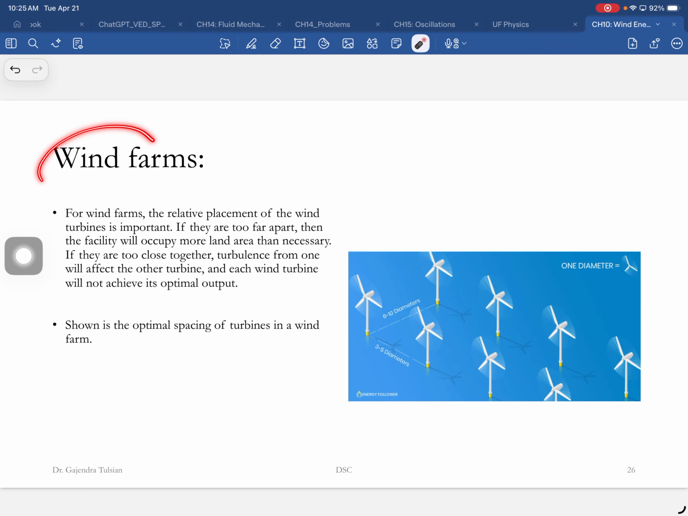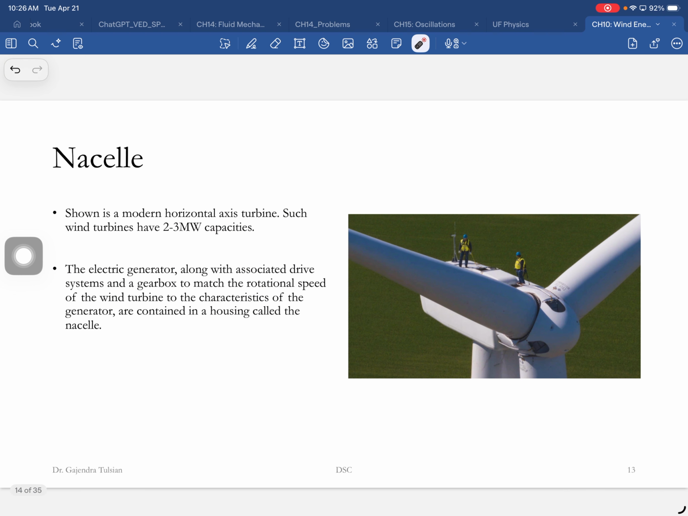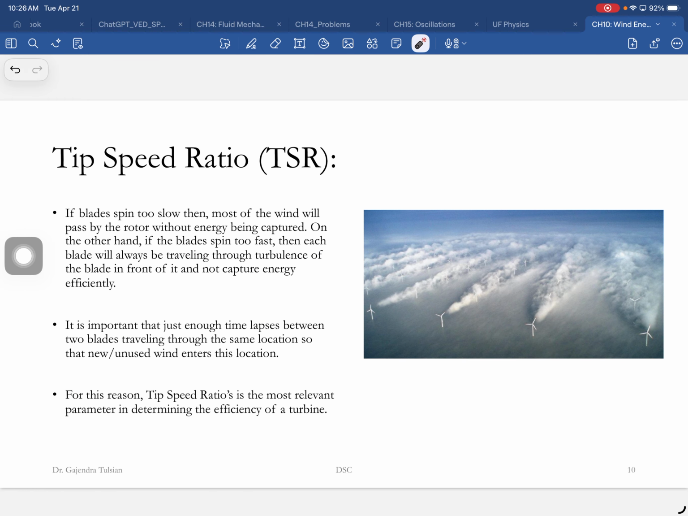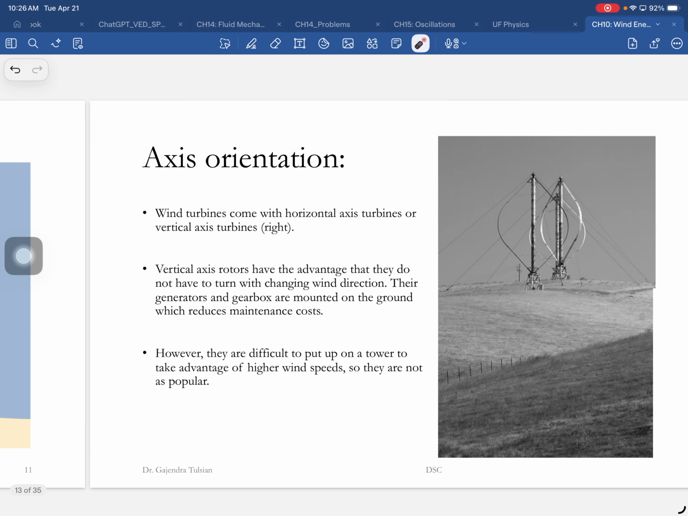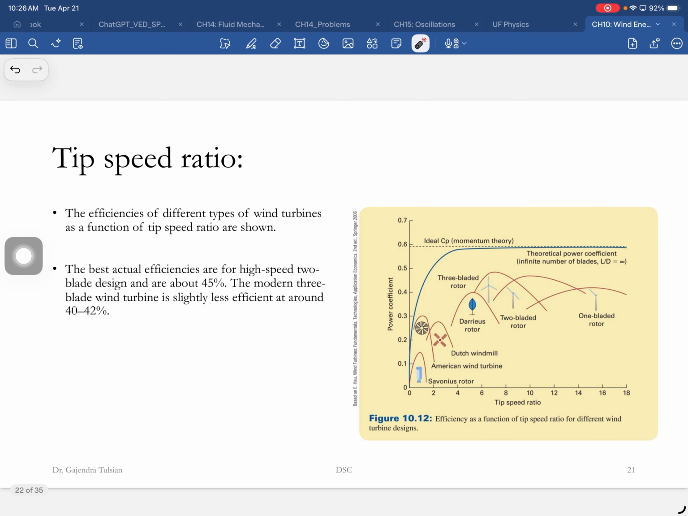So we build wind farms, and here's the deal. What do you want? You don't want turbulent air to be flowing through this windmill, so you won't be extracting energy. So you saw this picture. You don't want turbulent air to be flowing through that second windmill. So the placing and all the windmills in the wind farm have to be placed strategically.